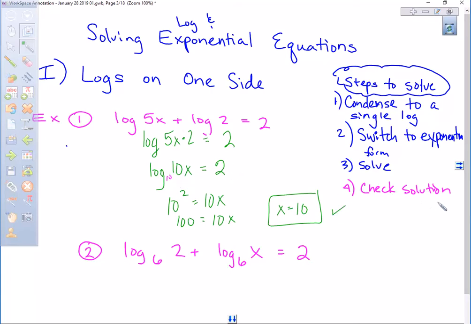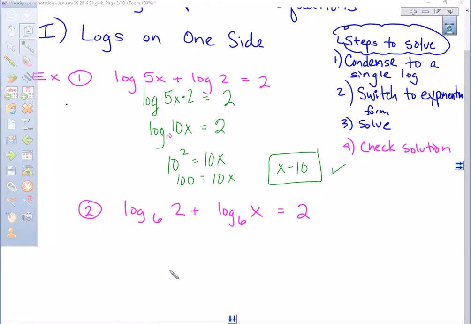All right, now the other thing we want to do when we check our solution is make sure that when we plug it in, we do not have a negative base. We do not have a negative answer, because if either of those two things happen, it's an extraneous solution like we talked about last week.